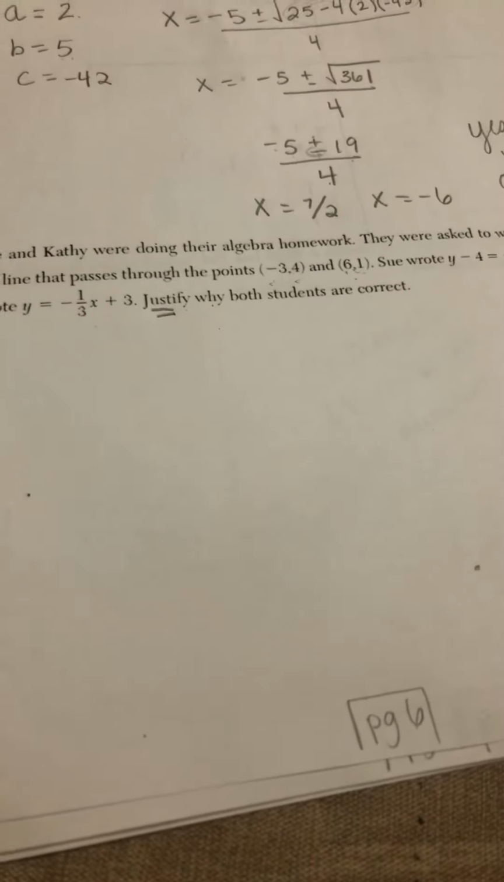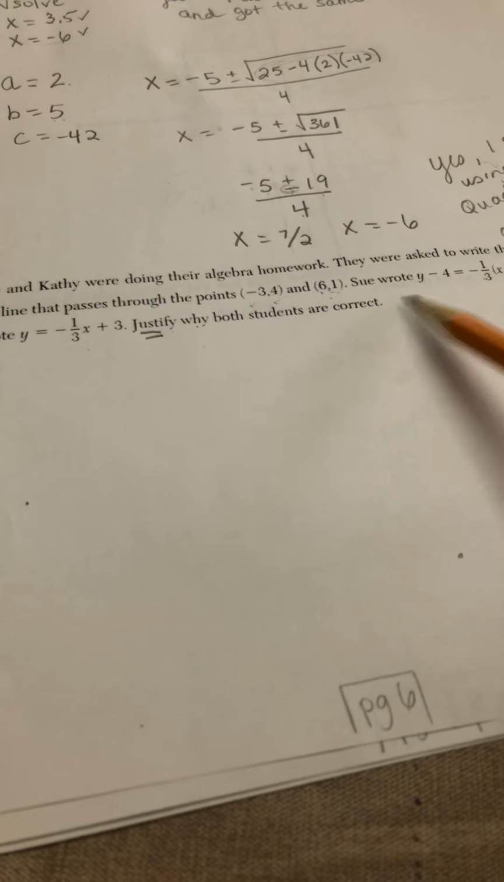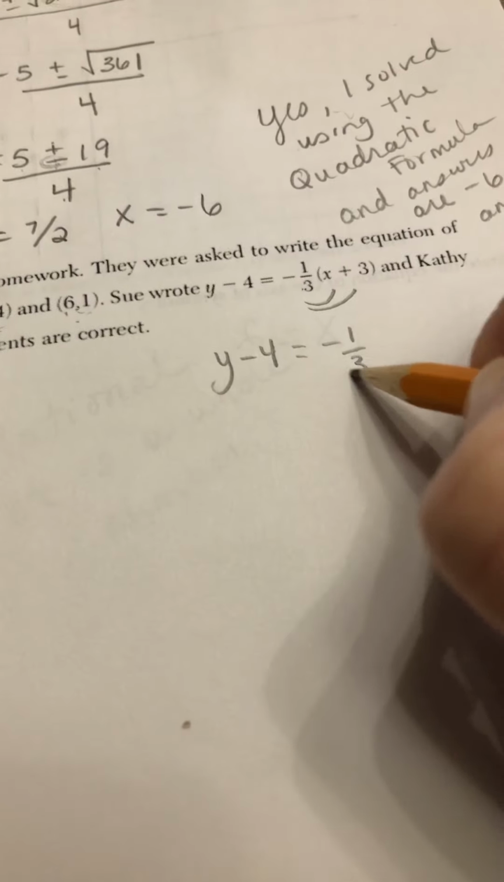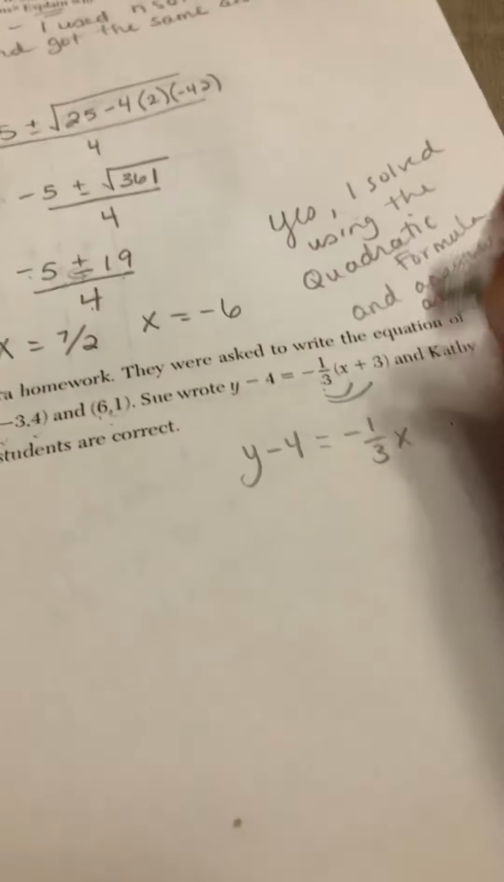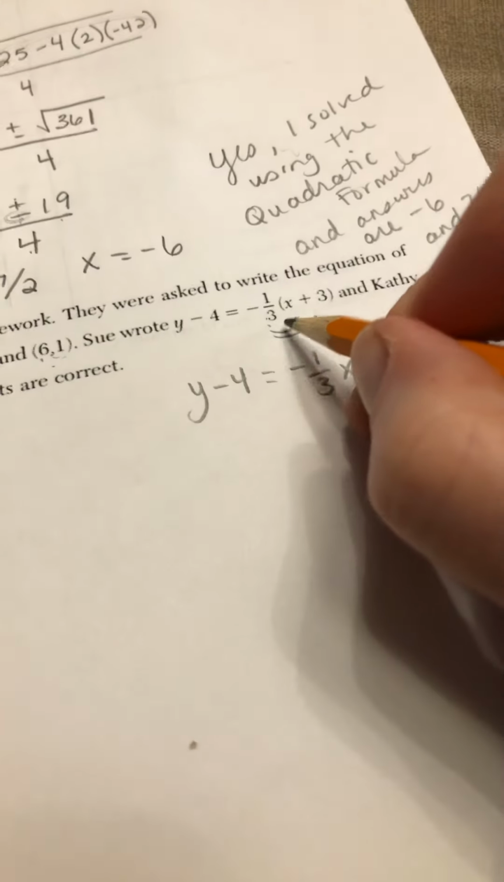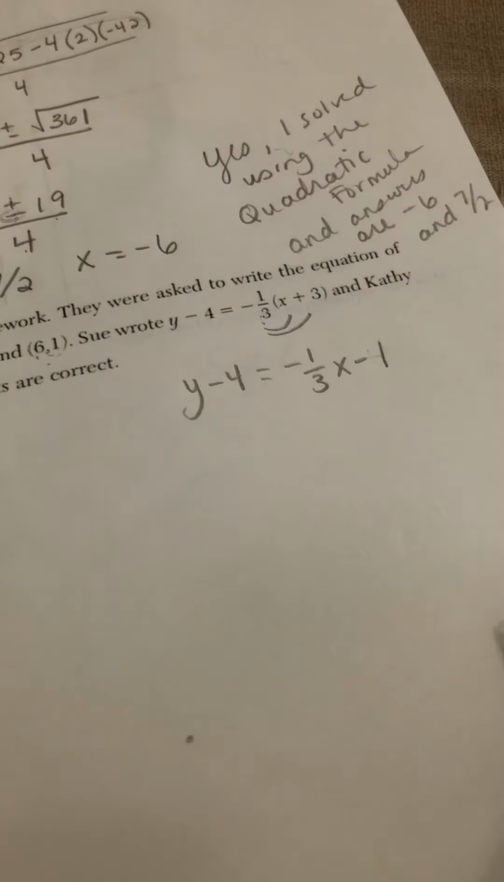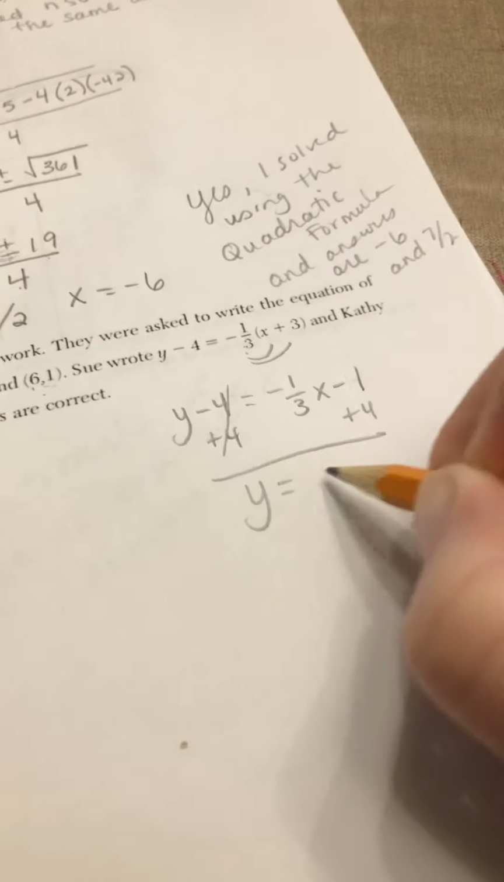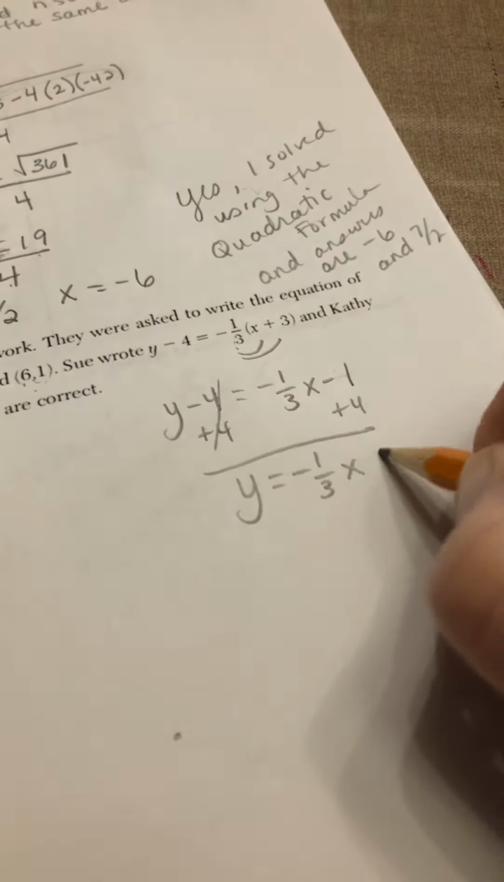So there's a few ways we can do it. I'm going to take this one because it doesn't look like I like it, okay? So I'm going to distribute that through there. So we've got y minus 4 equals negative 1/3 x minus negative 1/3 times 3, which is negative 1. Then I'm going to add 4. Those go away. Negative 1/3 x plus 3.